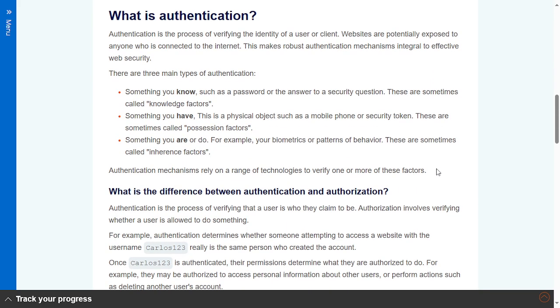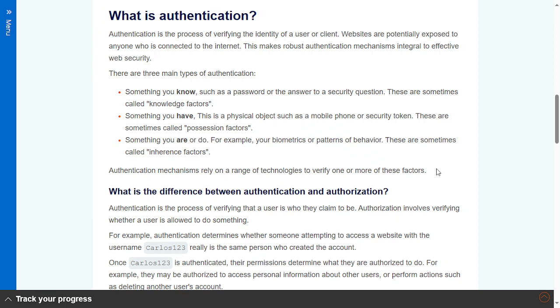What is authentication? Authentication is the process of verifying the identity of a user or client. Websites are potentially exposed to anyone who is connected to the internet. This makes robust authentication mechanisms integral to effective web security.